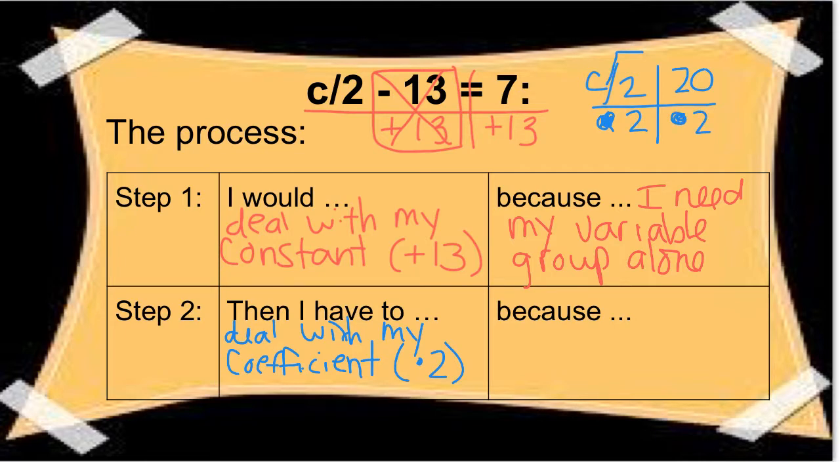Now this time I don't get 0. A divided by 2 and a multiply by 2 will become 1. So I will have 1c on the left, and I will have 40 on the right. And so in step 2, I dealt with my coefficient because I need to isolate my variable.